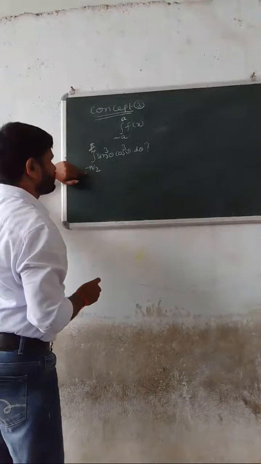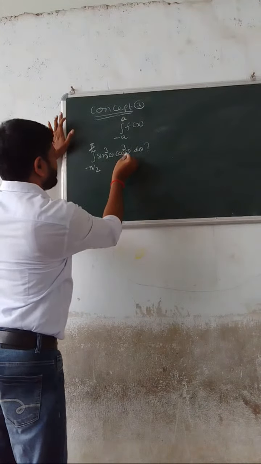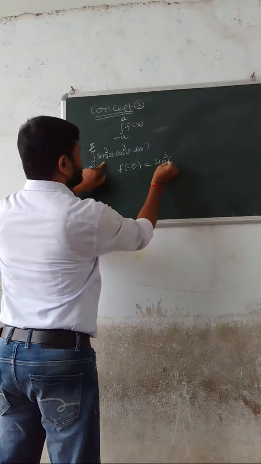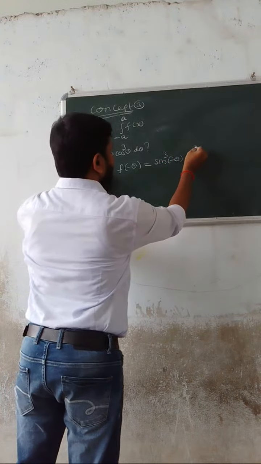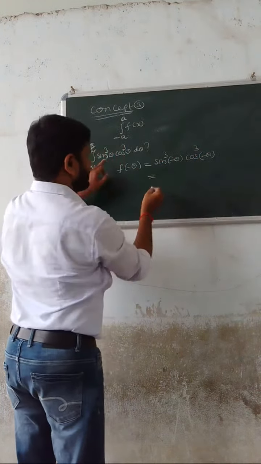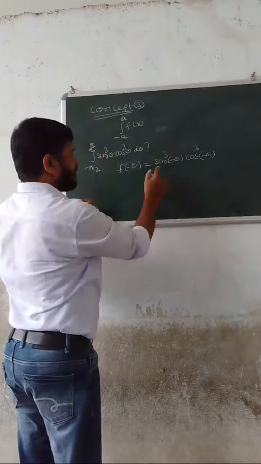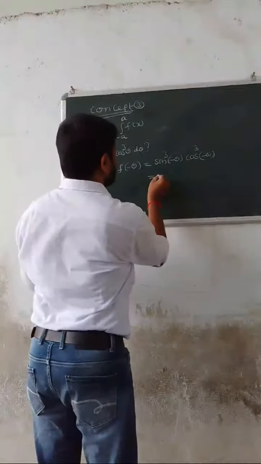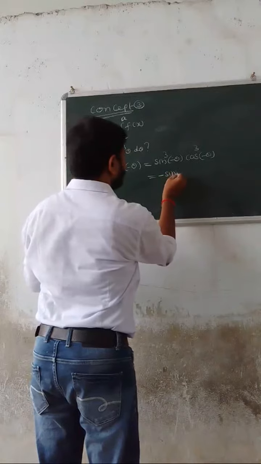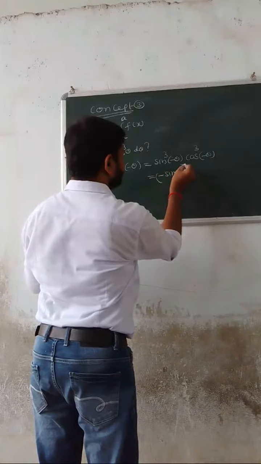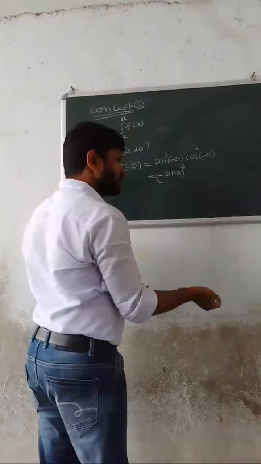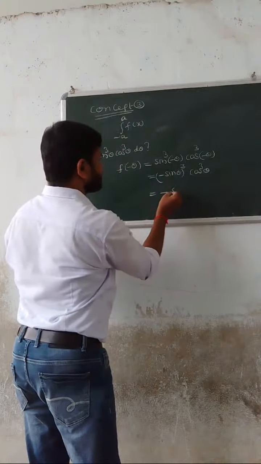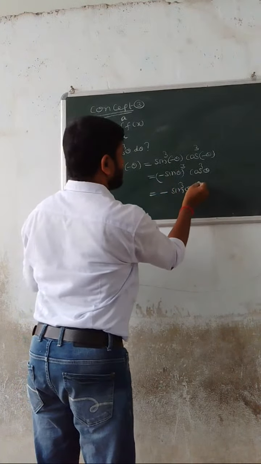These are negative and positive limits. So first question: f of theta, put f of minus theta. That is sin cube of minus theta, cos cube of minus theta. What is sin of minus theta? Minus sin theta. So minus sin theta cube. Cos of minus theta is positive, that is cos cube theta. Minus cube is minus sin cube theta, cos cube theta.